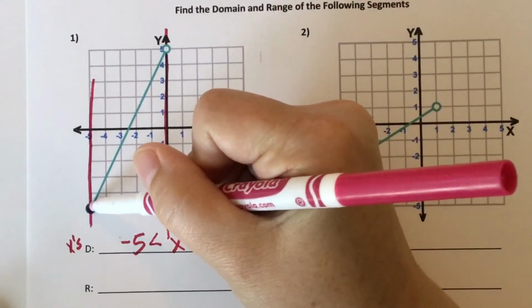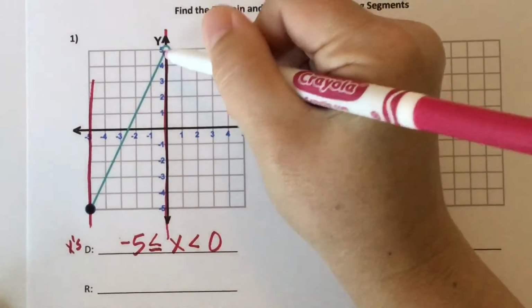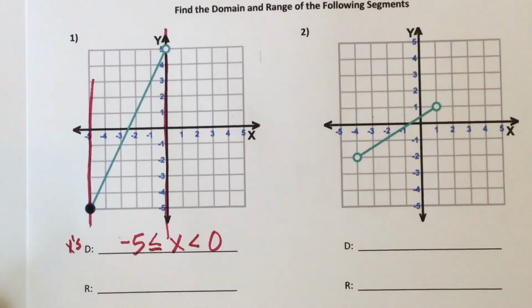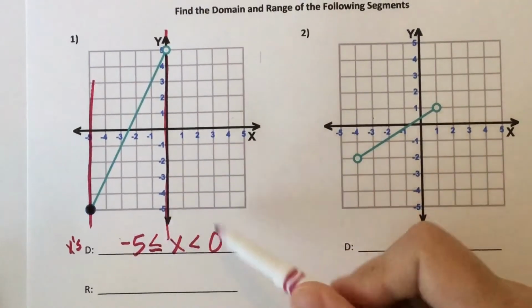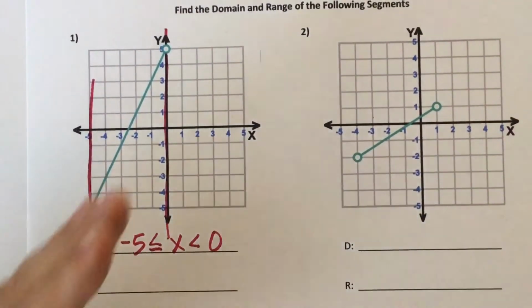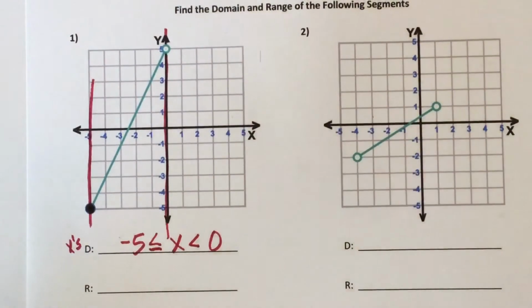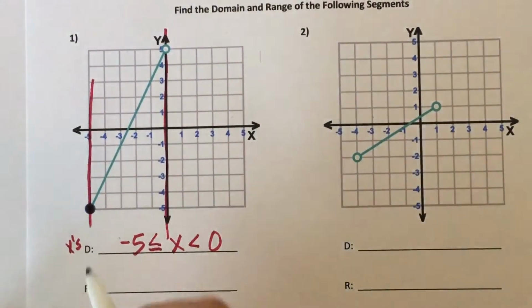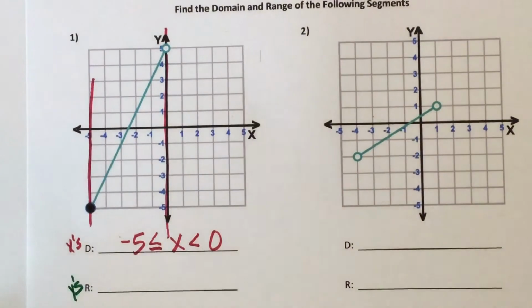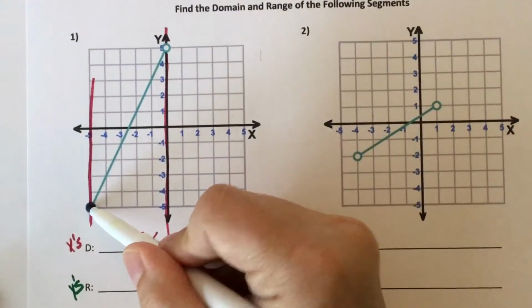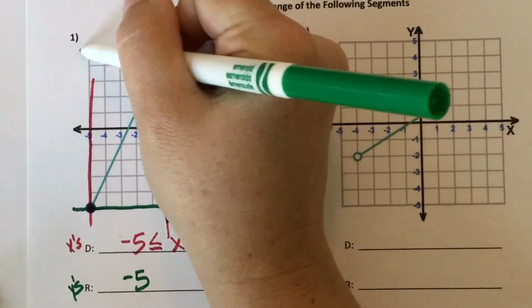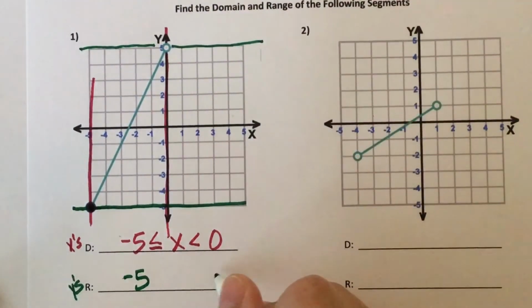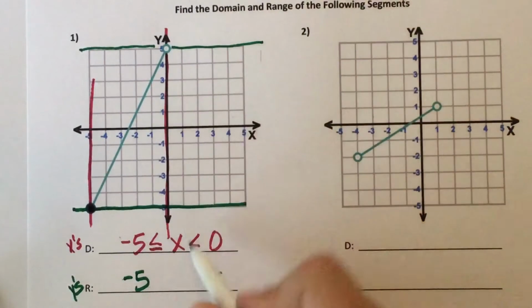In your past, you learned that closed circles get equal signs, but open circles do not. And that's your domain. So one thing I want you to know, the smallest number is always on the left, the biggest number is always on the right, and the signs will always go like this. Okay, range. These are our y's. Now we're looking up and down. Now there's no arrows, so there is a lowest y and a highest y. So the lowest y is down here at -5, and the highest y is up here at +5. And it's all the y's in between.